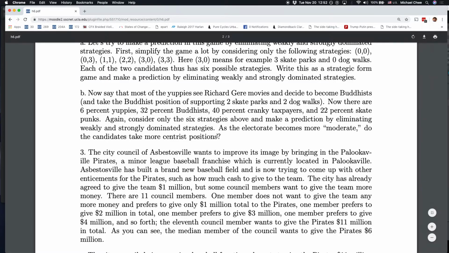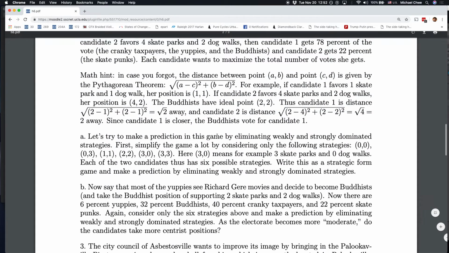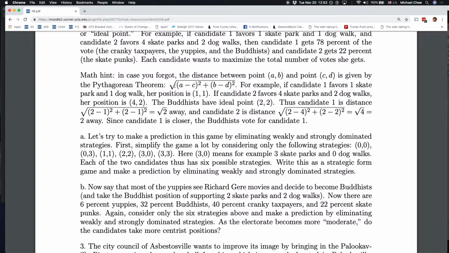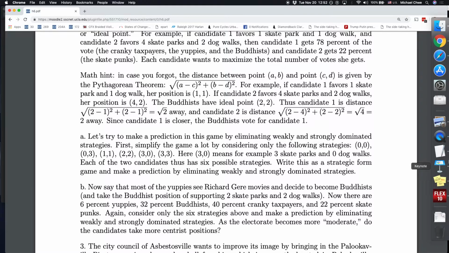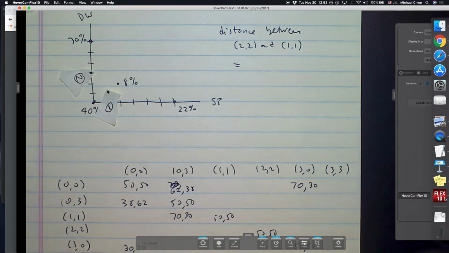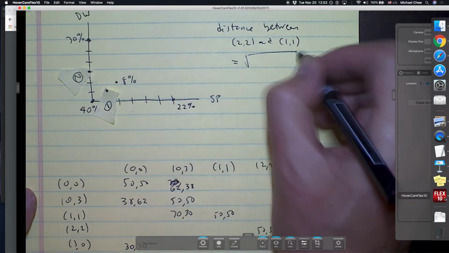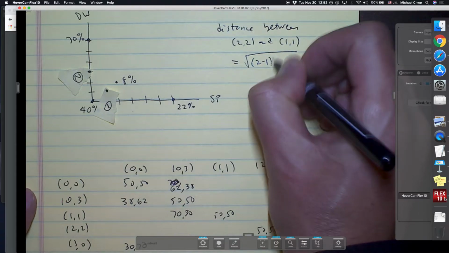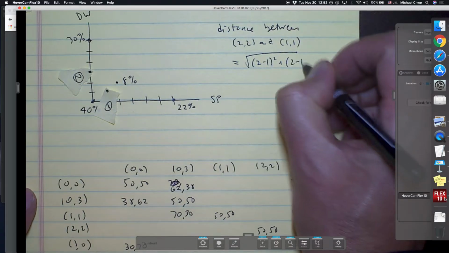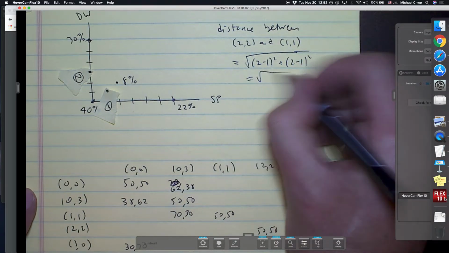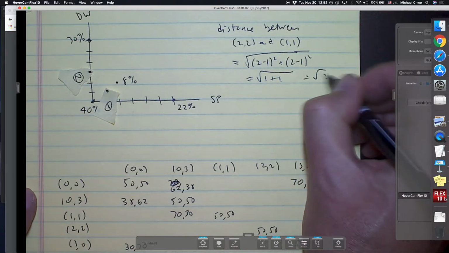This is simply the distance between 2 points, right? You take the difference in the x-axis and the difference in the y-axis, square them, and take the square root. Do you remember that from algebra 2 or whatever? Geometry. Okay, so let's see. The distance is going to be the square root of 2 minus 1 squared plus 2 minus 1 squared. This is the square root of 1 plus 1, which equals square root 2.